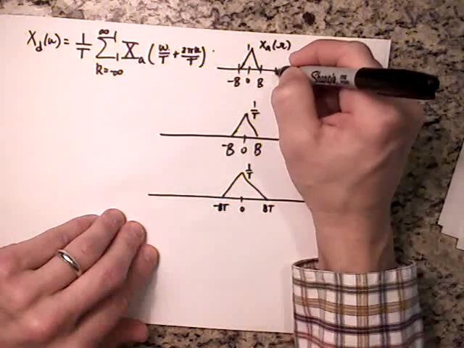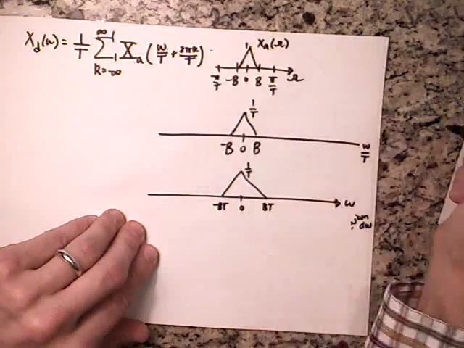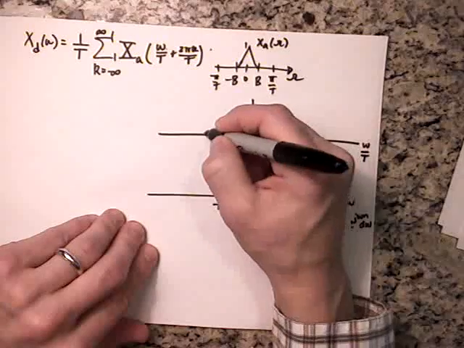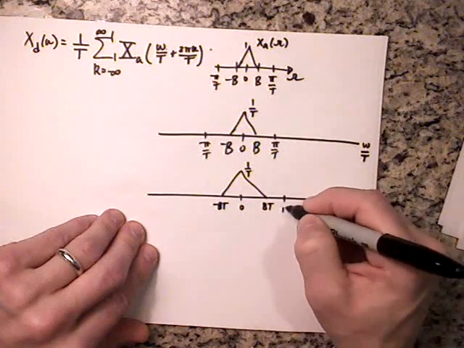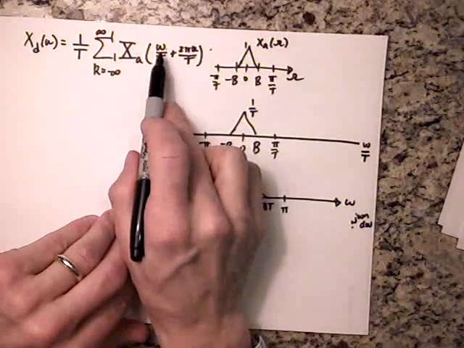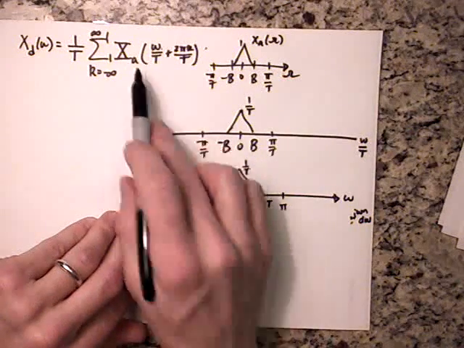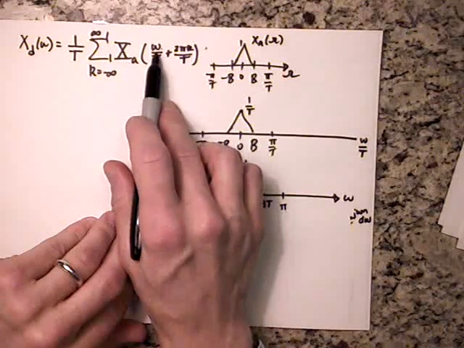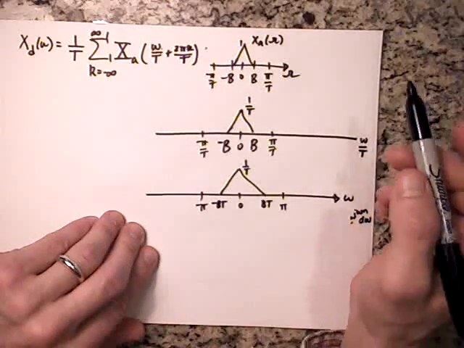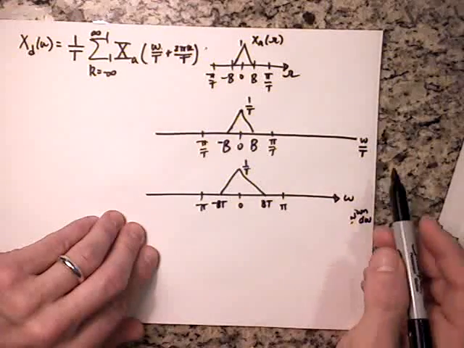Now, suppose that b was less than pi over t, then this frequency pi over t, when I multiply by t, becomes pi, and minus pi over t becomes minus pi. Now, in the omega over t axis, I have this same picture copied every 2 pi. So I would write this as omega minus 2 pi k over t.